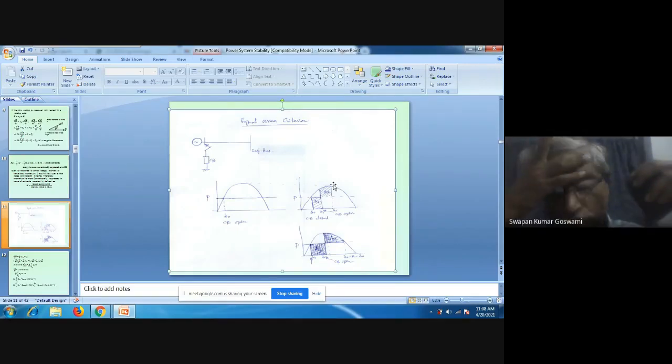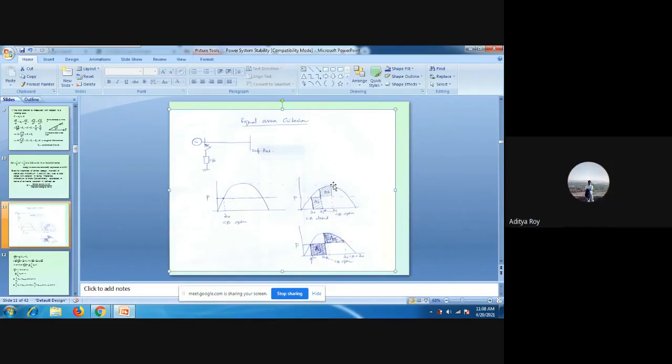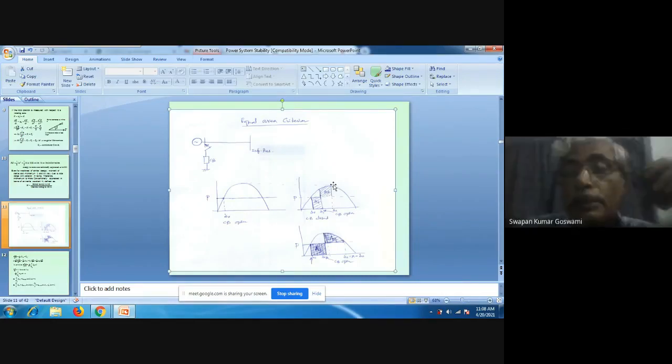Anybody? If anyone has any doubt, say so, or is it clear to you, or could you not follow this? Tell me. Yes, sir, it's clear. Yes, sir. Clear. Now, can you tell me what will be the relative value of A1 and A2? That means which one is greater, or are they equal? A1 is greater, A2 is greater, or are they equal? What should be the situation?